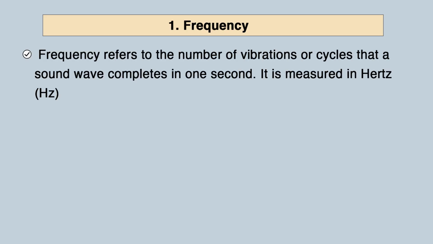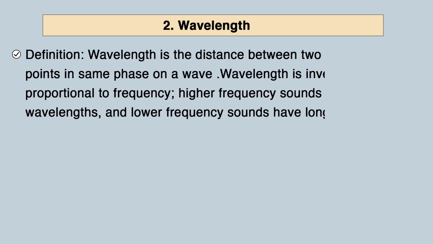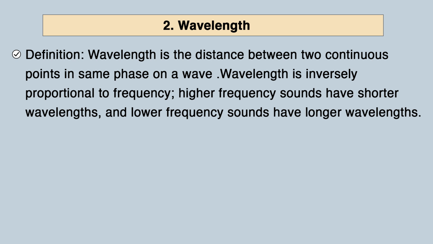Sound has some special characteristics. The first characteristic is the frequency. Frequency refers to the number of vibrations or cycles that a sound wave completes in 1 second. It is measured in hertz. The second characteristic is the wavelength. Wavelength is the distance between two continuous points in the same phase on a wave. Wavelength is inversely proportional to the frequency. Higher frequency sound has shorter wavelength and lower frequency sound has longer wavelength.